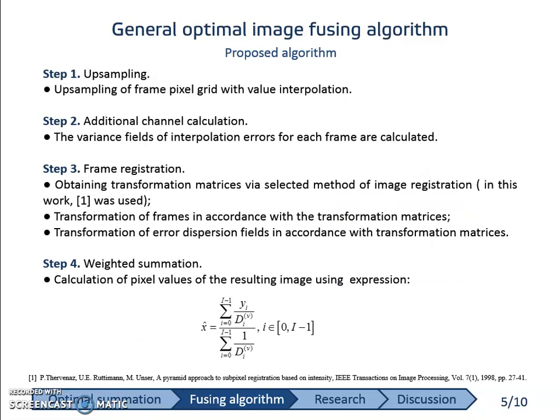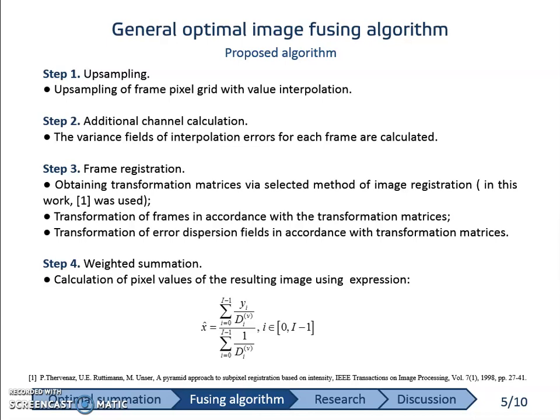As you can see, it consists of 4 steps: the upsampling, additional channel calculation, frame registration, and weighted summation. The additional channel consists of interpolation error variances of frame pixels. The weighted summation is performed according to the derived optimal expression, which you can see on the bottom of the slide. I should mention that in this work the choice of the registration method was not in the scope of our research, so the popular and well-known solution was used.